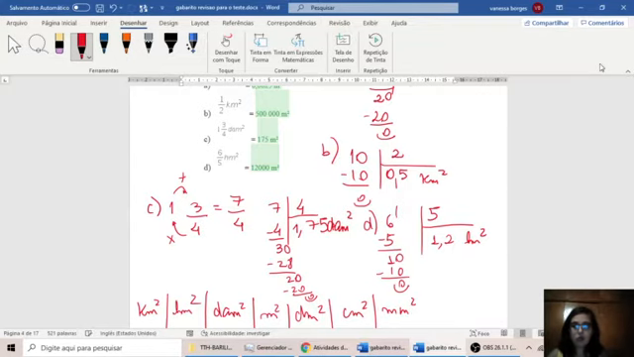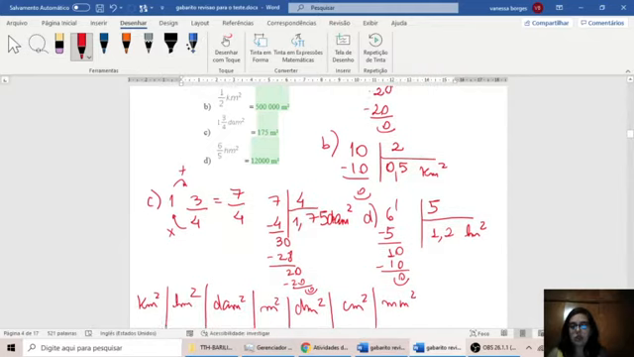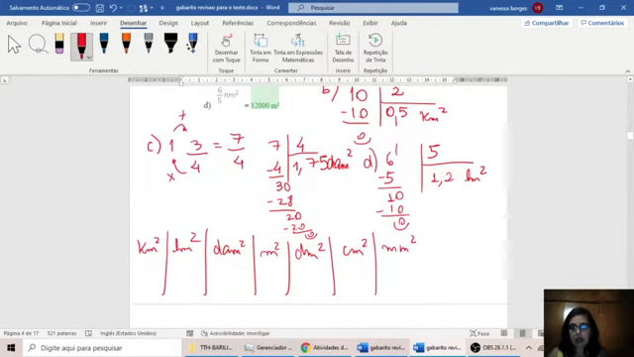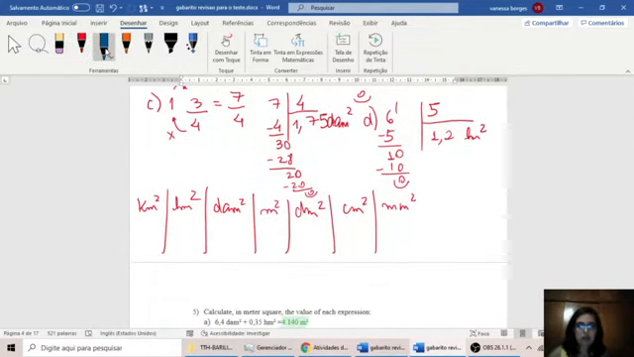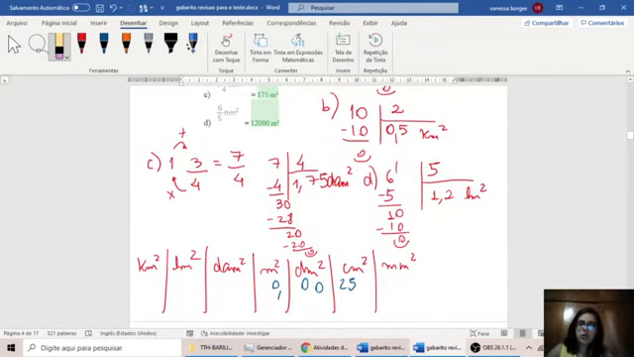So the first one, letter A, I have 0.25 decimeter square. Then, 0.25 decimeter square. To change to meter, I do like this, and I erase the old comma. So I have 0.0025 meters square. Okay? In letter B, I have 0.5 kilometers square.